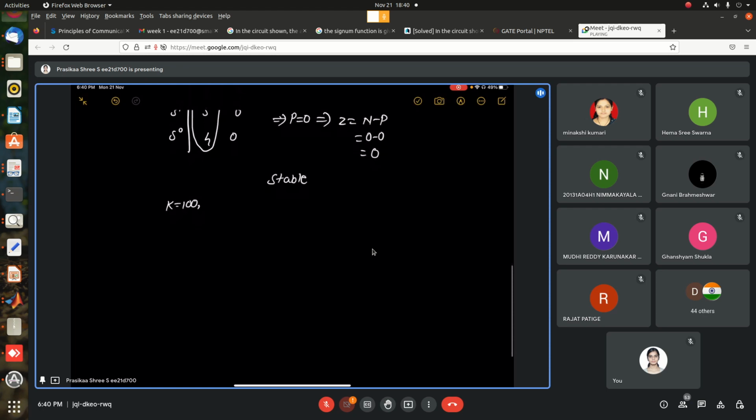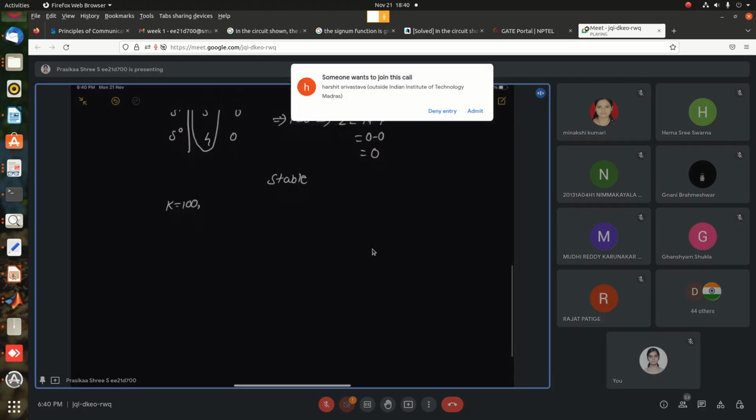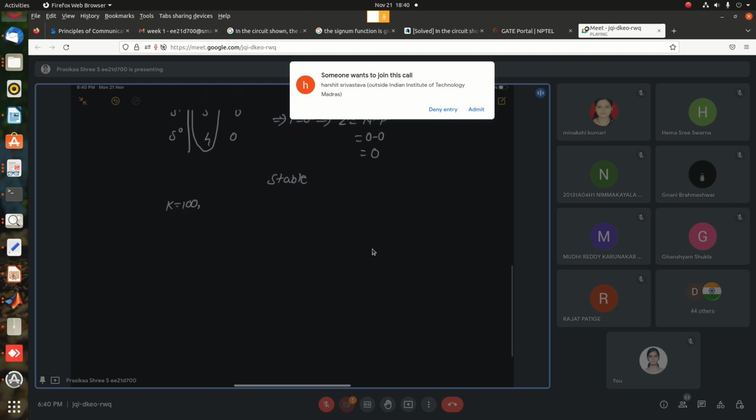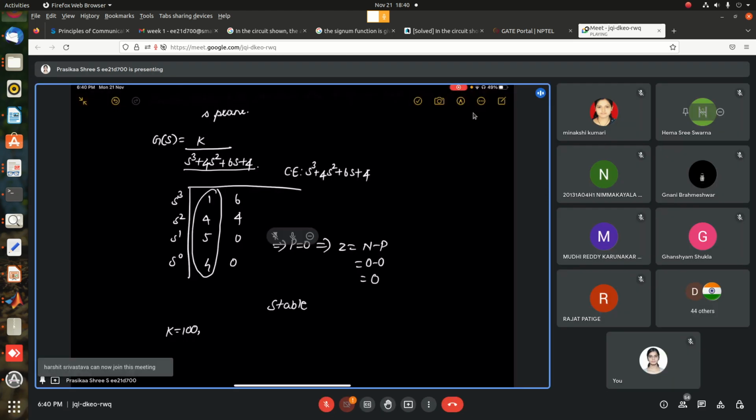See, I made a mistake here. So s cube plus 4s square plus 6s plus 4, it should be plus k, right?